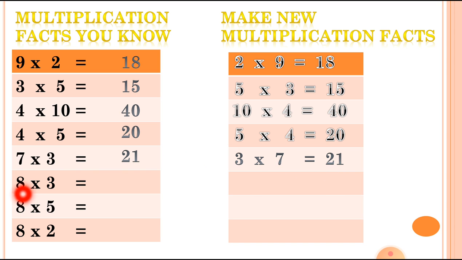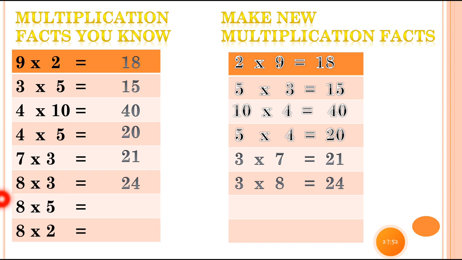Then the next one here is 8 threes are. 8 threes are 24. If you know the table, you can write down the answers easily. Here is 8 threes are 24, so you can write down the new multiplication fact that 3 eights are 24.